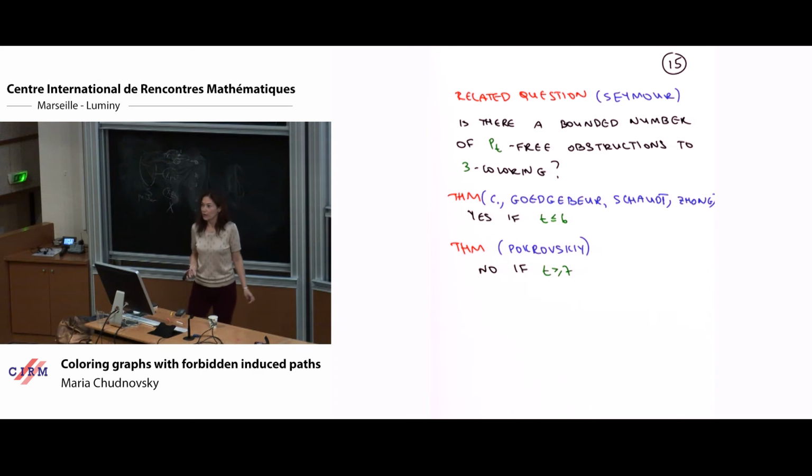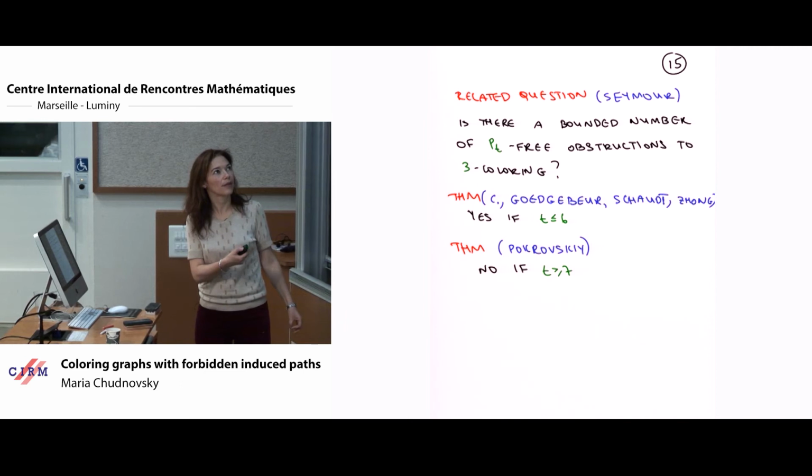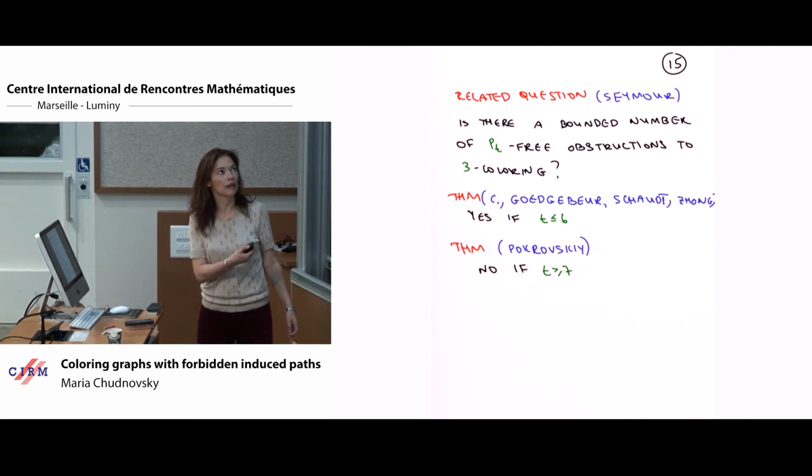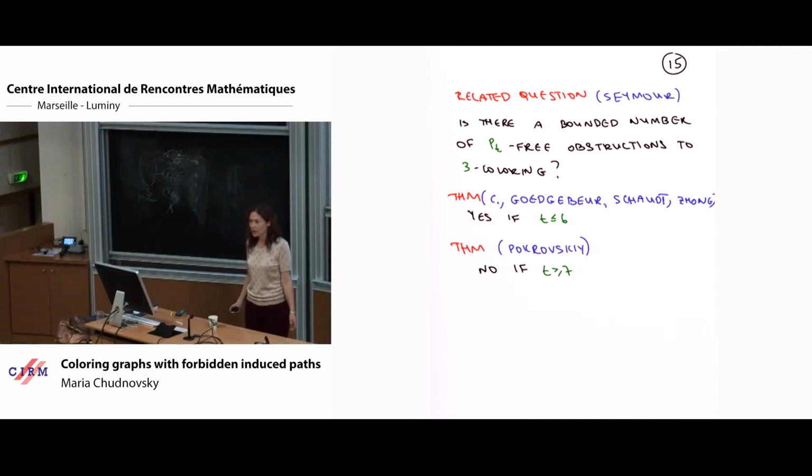And maybe this is even true for all T, right? We don't know. So the answer is, it's not true for all T. Alexei Petrovski constructed an infinite family of minimal non-3-colorable graphs, all of which are P7-free. So there's no chance. But on the other hand, it is true if T is at most 6. So it is true that there are only finitely many 4-critical P6-free graphs. And that's a theorem with those guys.